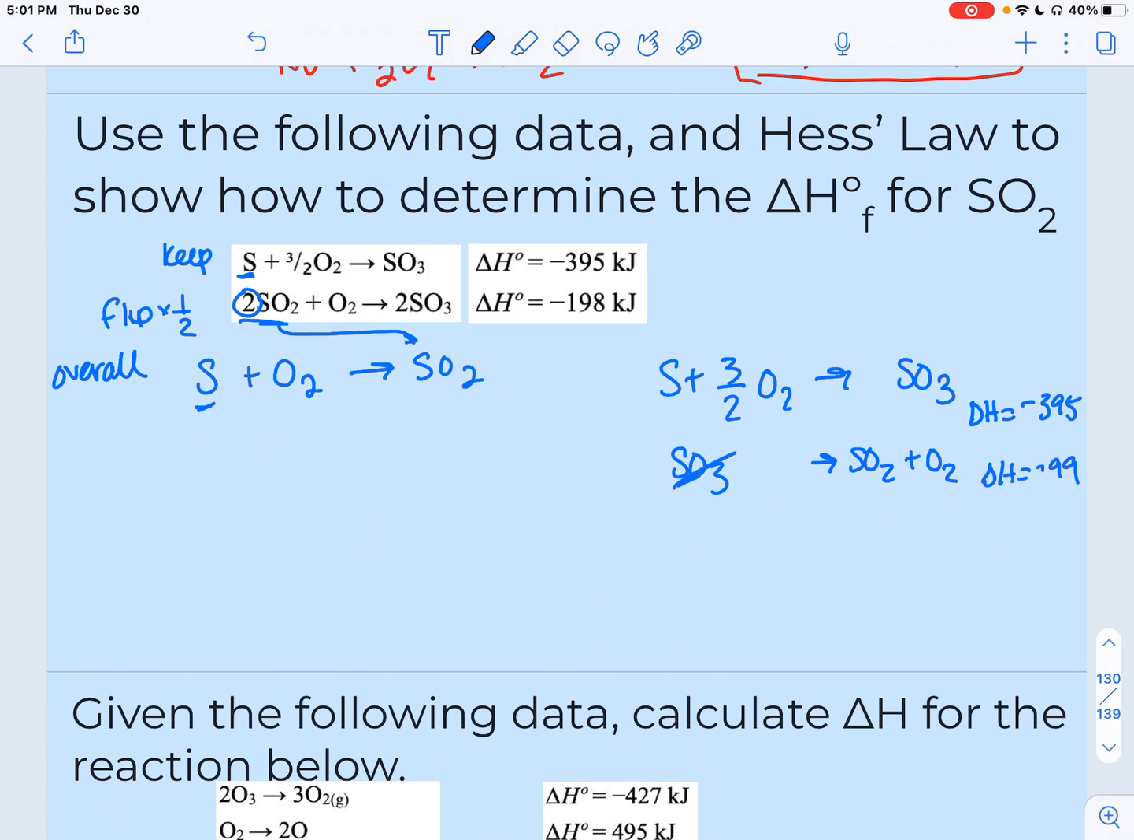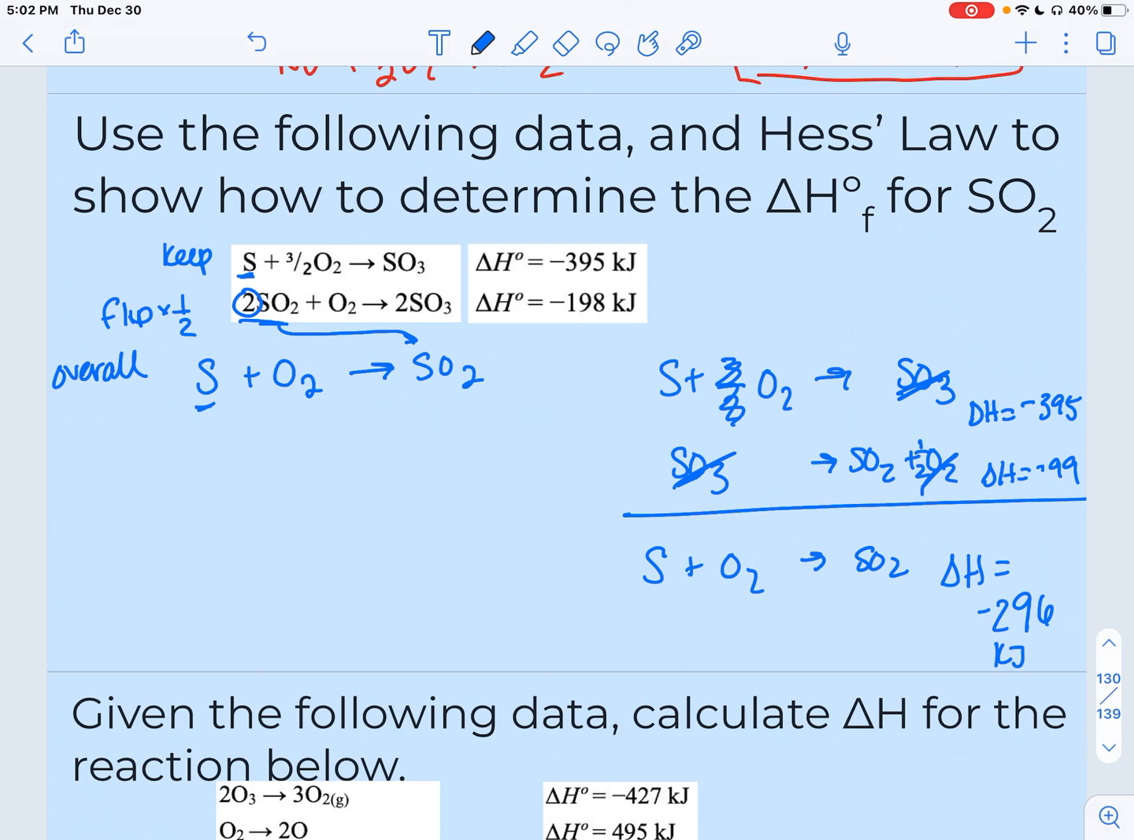So then our SO3s will cancel. Oh, this should be, yeah, 1/2. And then this will just become 1O2, which is what we wanted. So our delta H, when we add those together, we get 296, negative 296.